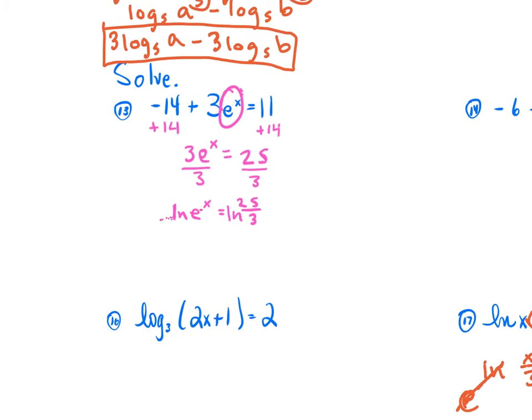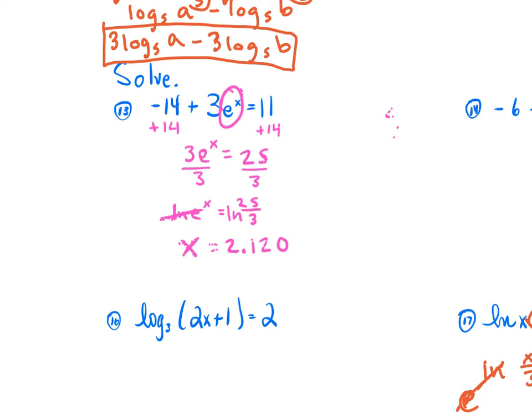And what are we left with on the left side? Just x. So x is equal to, and then we would have to put ln of 25 over 3 in our calculator. So everybody has their calculators on them, right? So what do you get when you put ln of 25 over 3 into your calculator? I have 2.120. Yeah. So x is equal to 2.120.